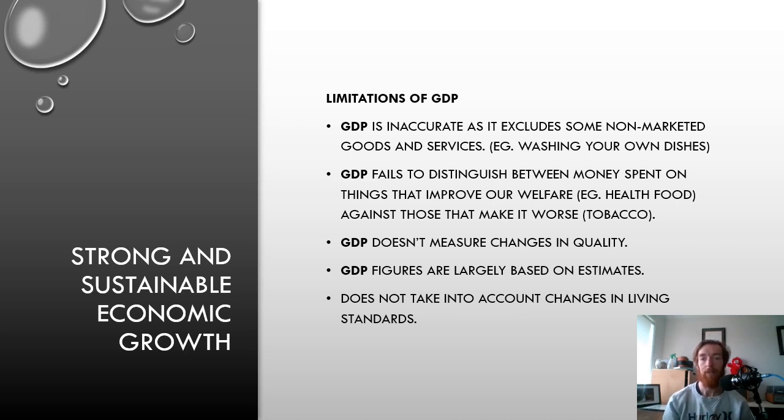GDP also fails to distinguish between money spent on things that improve our welfare, so things like health and food, against those that make it worse, so things like tobacco, alcohol, etc. All of that just goes in to say that we've produced more. We might be producing more things that actually really damage our living standards, and GDP might look better because of it. GDP doesn't measure changes in quality.